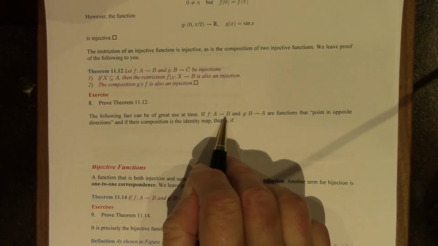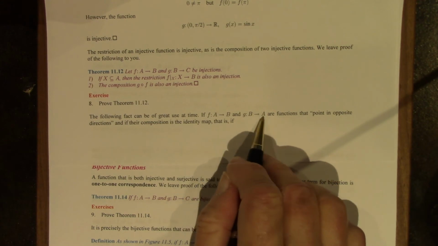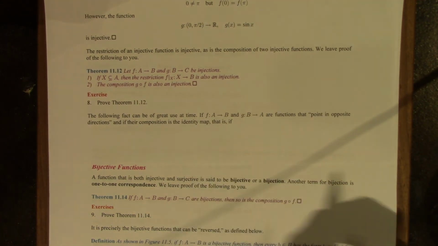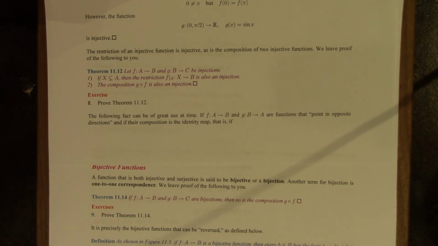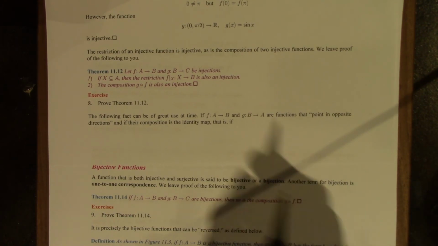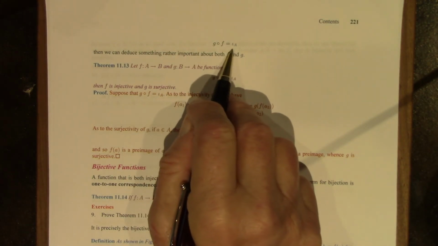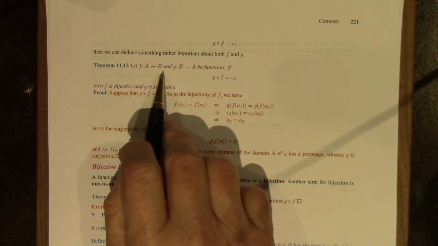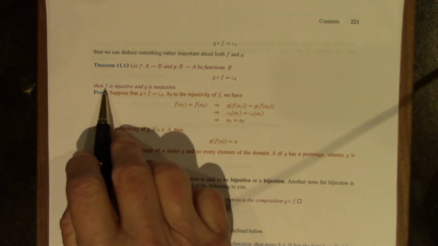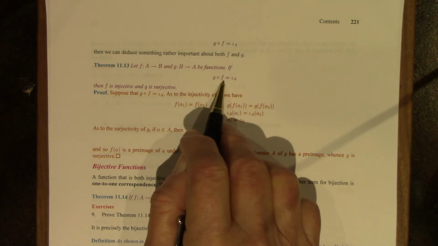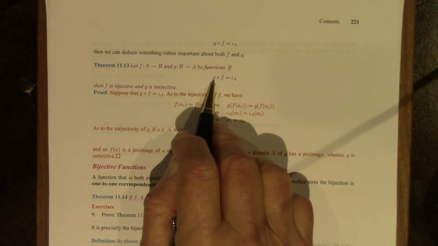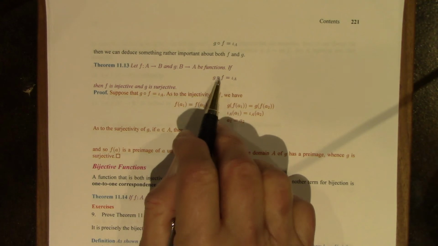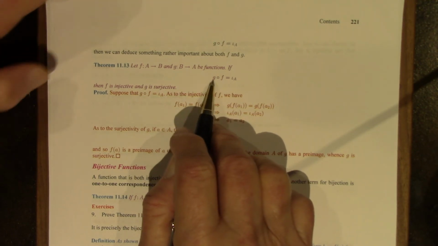F is a function from A to B. G is a function from B to A. So these are functions that you could say informally point in opposite directions. If their composition, G circle F, is the identity map on A, then we can say something very important. So here's the same setup. F is injective and G must be surjective. This composition implies F must be injective and G must be surjective.